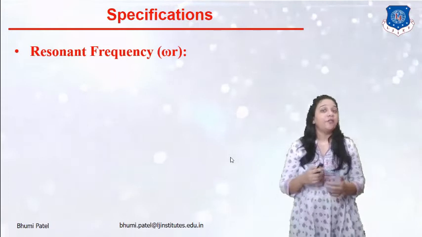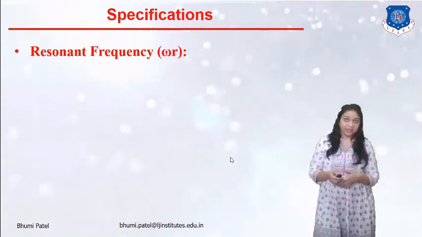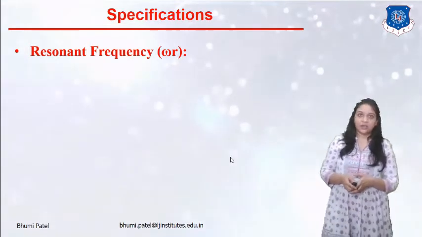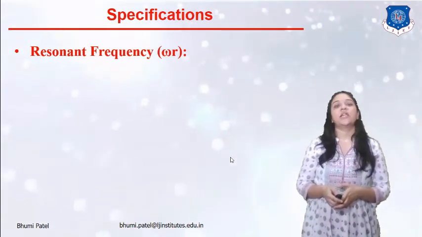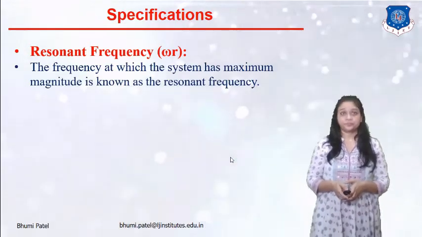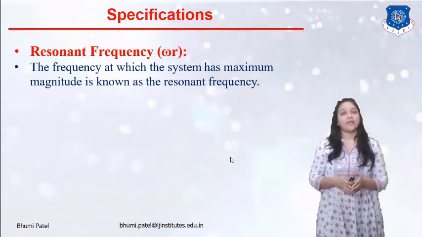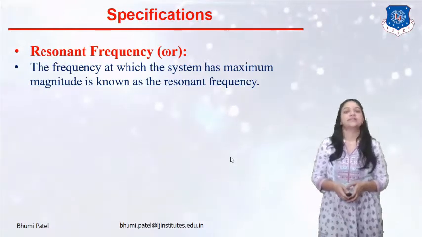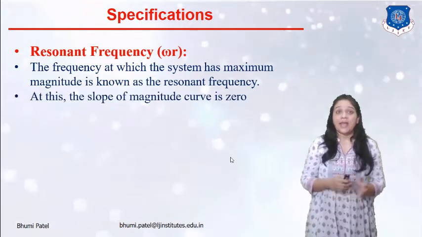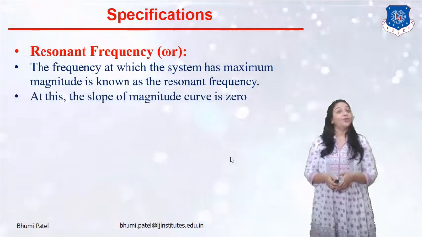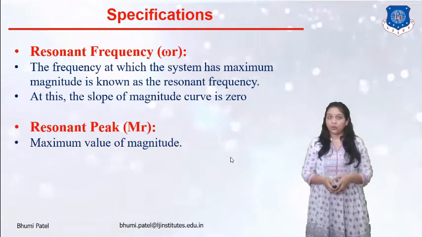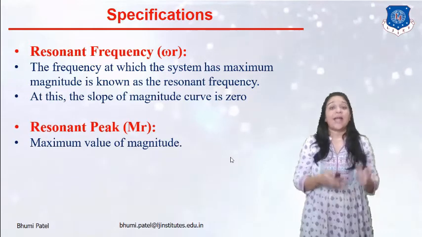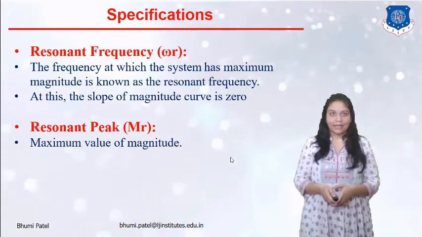Now, there are different specifications regarding the Bode plot. The first one is the resonant frequency, known as omega R. It is the frequency at which the system has maximum magnitude. At this point, the slope of the magnitude curve is always 0. Now, what is the resonant peak, M R? It is the maximum value of the magnitude.